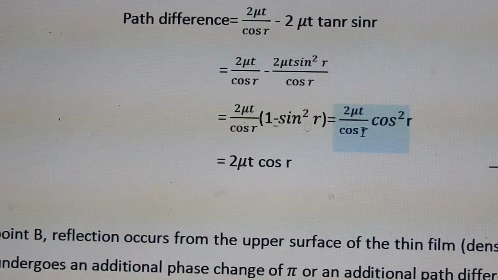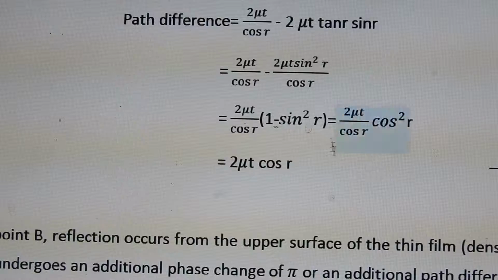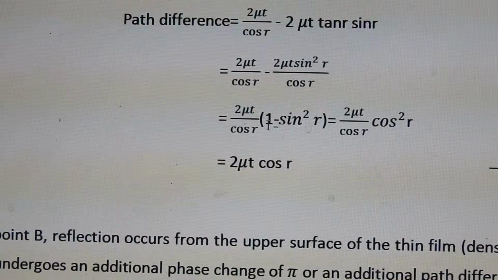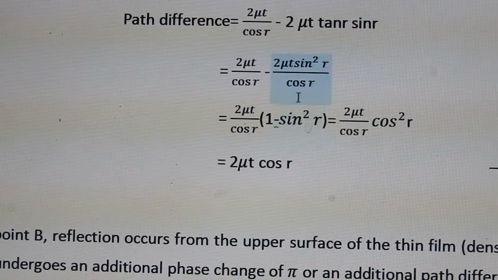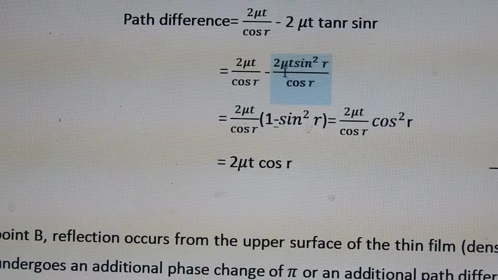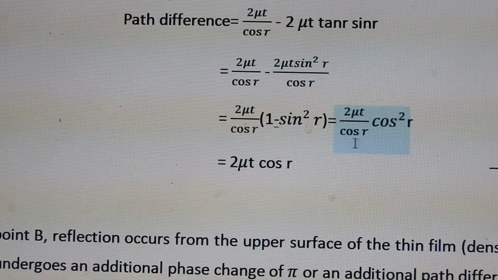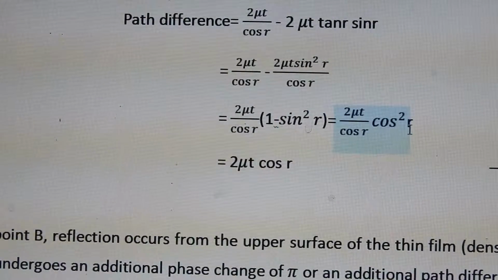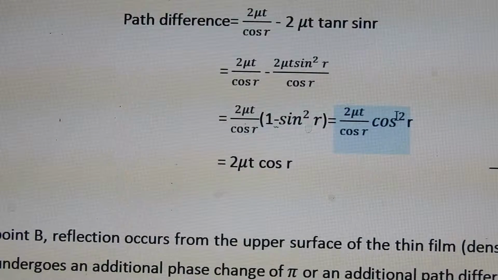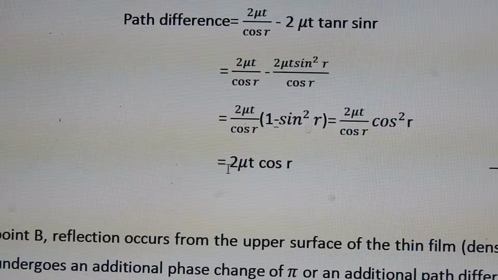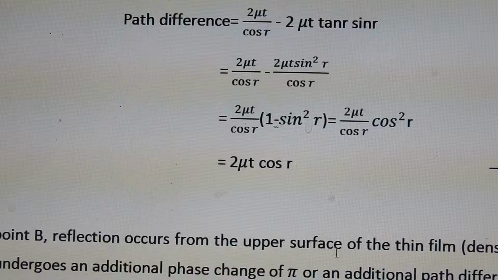is equal to, so 2 mu T by cos R times 1 minus sin square R, because 2 mu T by cos R is taken common. 1 minus sin square R means cos square R, so one cos R and one cos R get cancelled. The remaining term is 2 mu T cos R. Okay, this is the path difference we are getting.